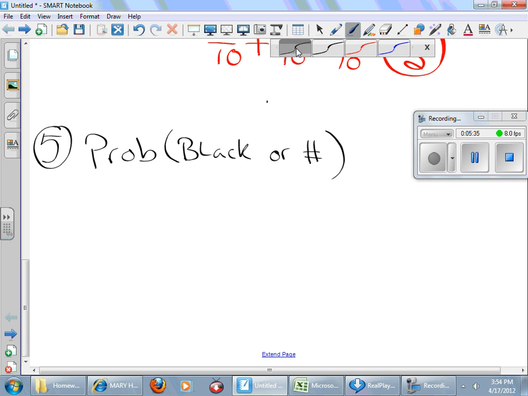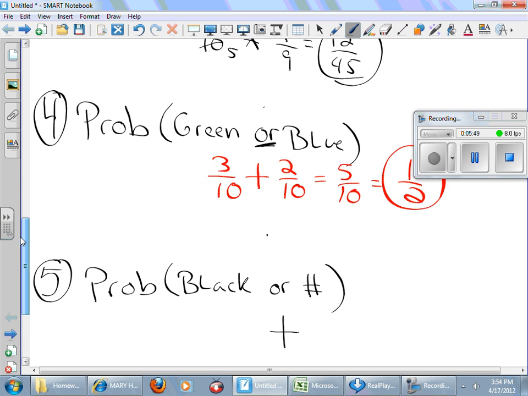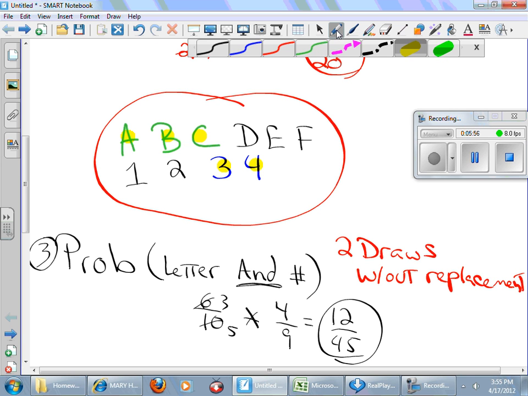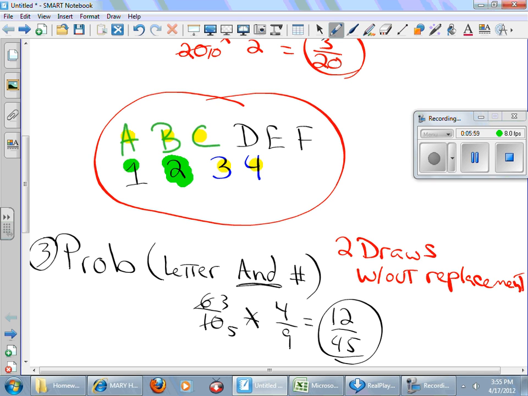All right, we need the probability of a black or a number. Well, first of all, I know the or means addition. Second of all, I know there's only one event happening. Thirdly, I have to ask myself, is it possible to get a black number on one draw? Let's take a look. Do you see any black numbers in the bag? I sure do. I see 2 black numbers. These 2 right here are black numbers. They may not look black anymore since I highlighted them in green, but let me get rid of that. They are black numbers. So I'm going to have to subtract on this one.